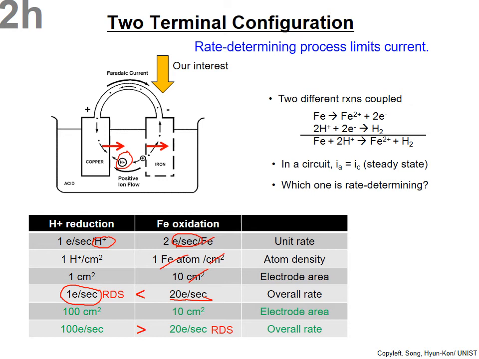So let me compare the values between proton reduction and Fe oxidation. 1 and 20. So the rate of Fe oxidation is much faster than the rate of proton reduction. Okay.